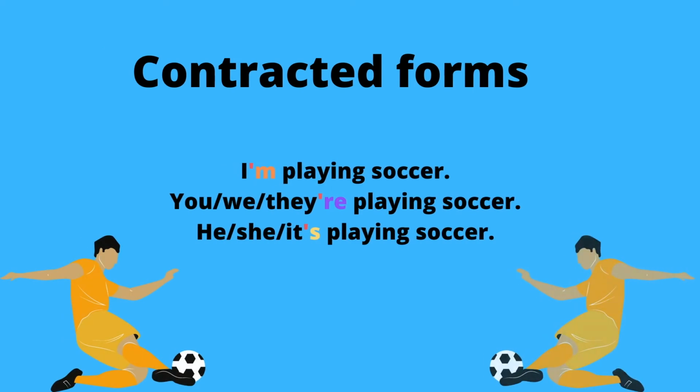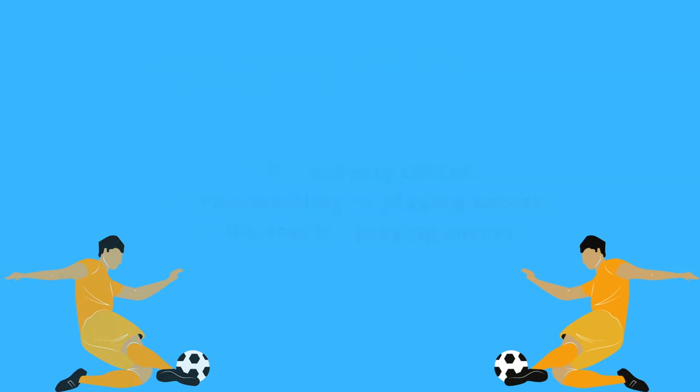Those forms can also be contracted. So contracted means to shorten. Just like we had it with the do plus not becomes don't, we shorten things with an apostrophe. Apostrophe is the little comma up there. So I am becomes I'm. You are becomes you're. He is becomes he's. So I'm playing soccer. You're playing soccer. He's playing soccer.